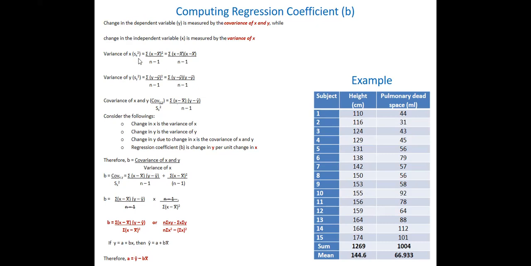Remember the formula for the variance of X: it is the sum of X minus X bar, squared, divided by the degrees of freedom. This is it. That is the variance.